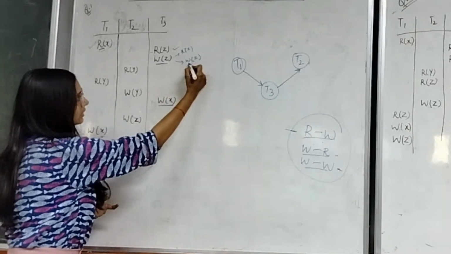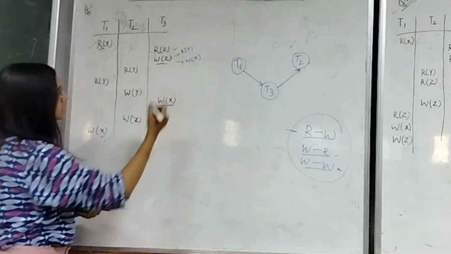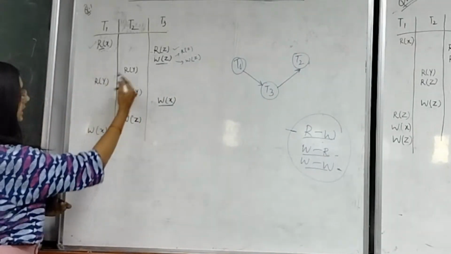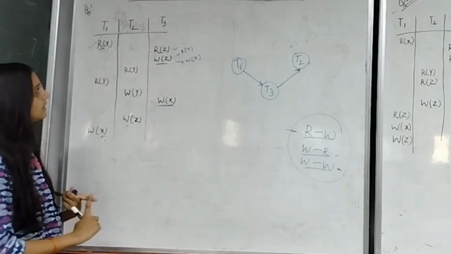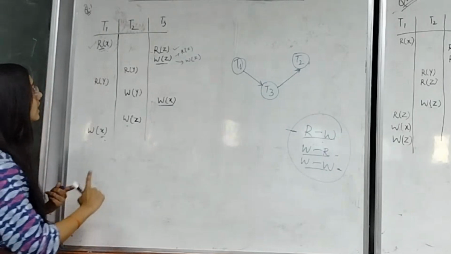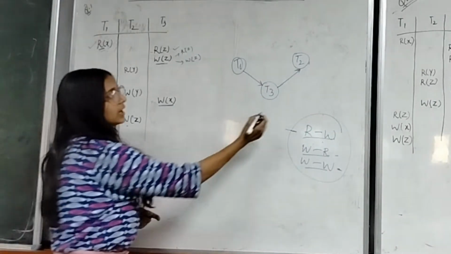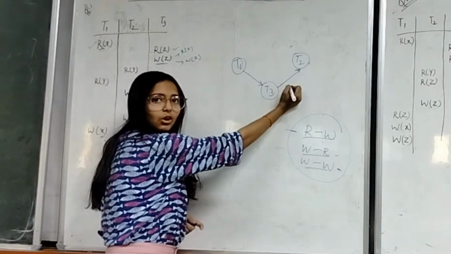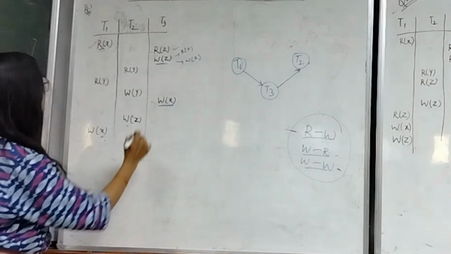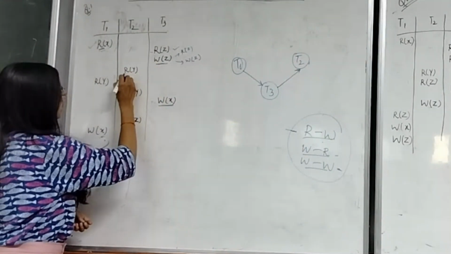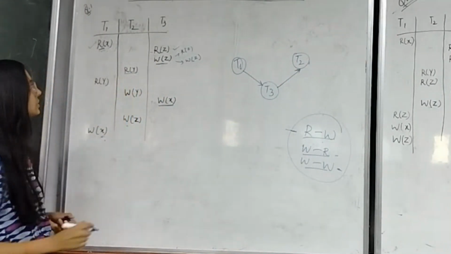We'll check for write on z operation. Here we have write on z in transaction T2. Thus there will be a directed edge from transaction T3 to transaction T2. Here there is already an edge, so we'll not overwrite. Okay. So let's check for the next operation, that is the read operation on y.